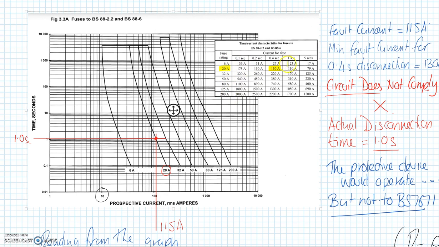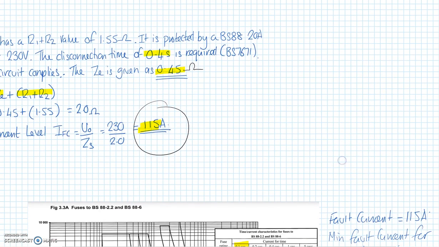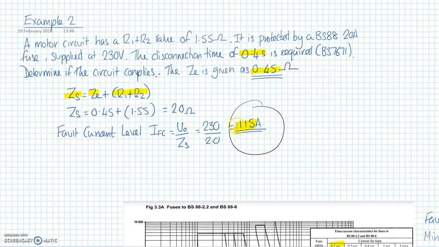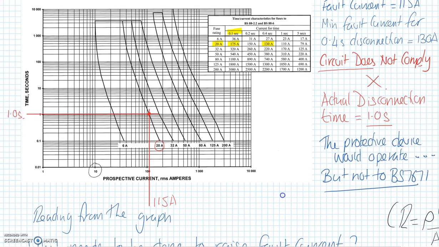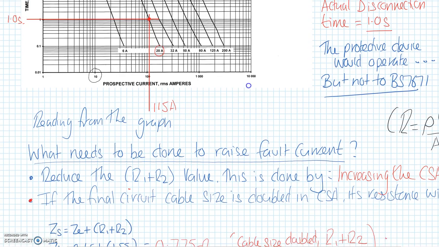You can see on here the different types of fuse ratings. You can see the faster the disconnection time, the higher the current. So for 0.1 seconds we need 175 amps, and for 5 seconds we need 130 amps. Because we've got 115 amps from our impedance, which we calculated previously, this circuit actually fails. It doesn't meet the requirements. If I plot that off here, this is where you need a ruler, I go up to 115, and when it hits the 20 amp curve, I go across and get 1 second, which basically means it fails.